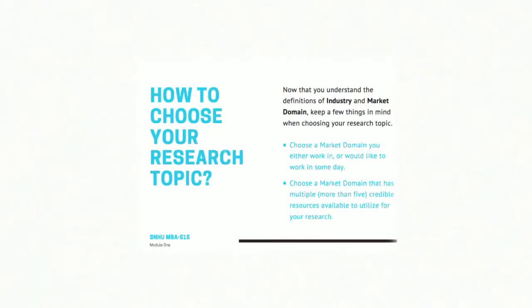Now that you have a common understanding of definitions, it's important to keep a few things in mind when choosing your topic. Choose a market domain you either work in or would like to work in someday. Also, choose a market domain that has multiple credible resources available to utilize for your research.